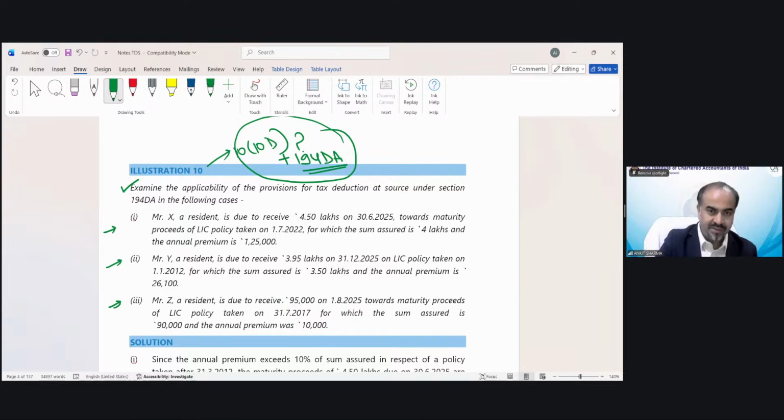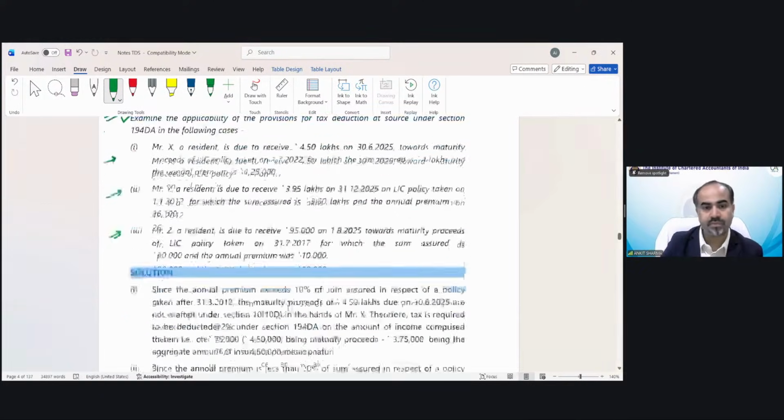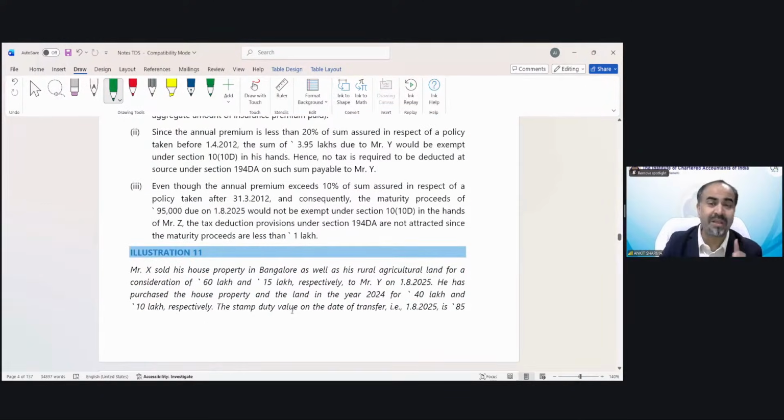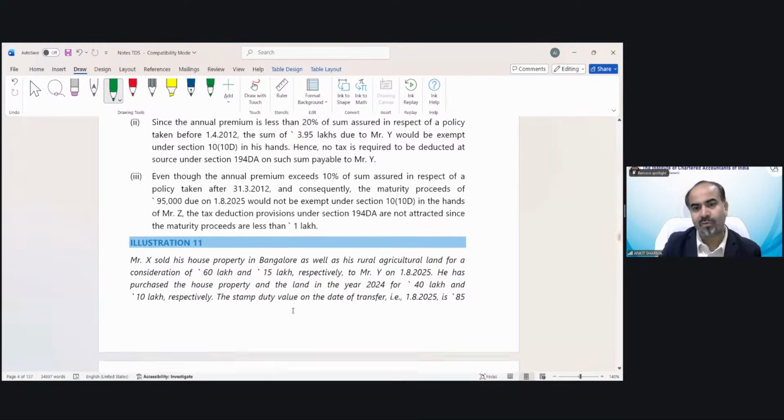So it's my request, kindly revise the income from other sources section 10(10D) provision. You must have gone through those provisions, then solve this example as homework. If there would be any problem, of course, I would be there for you. Solution is there, but please do not see this solution. At least revise the section 10(10D) concept, then try to solve it. That would be really good for you.